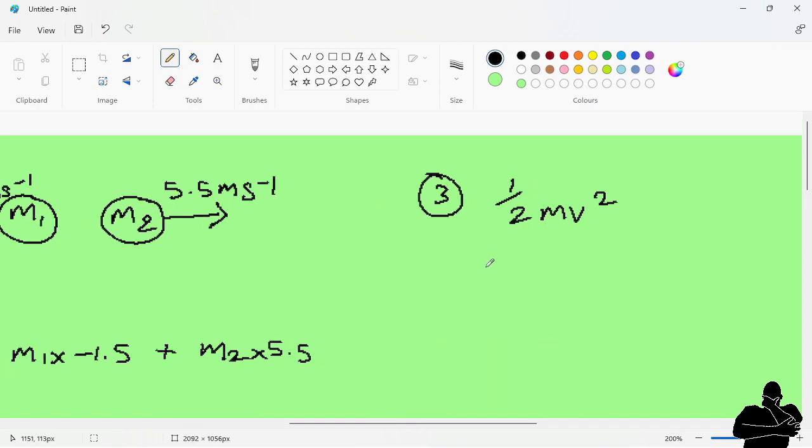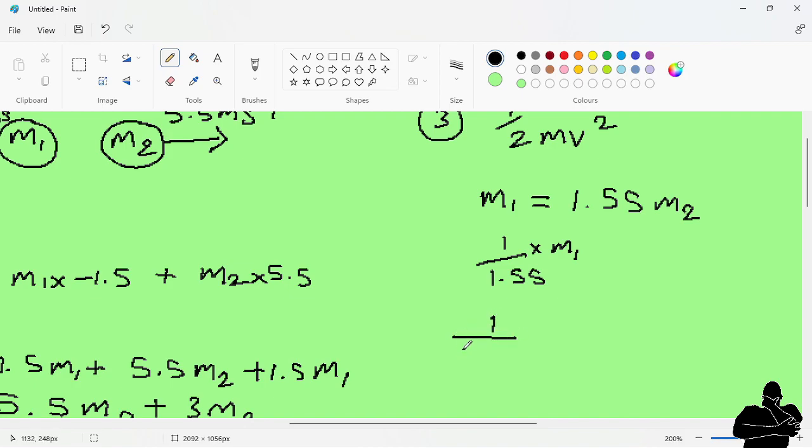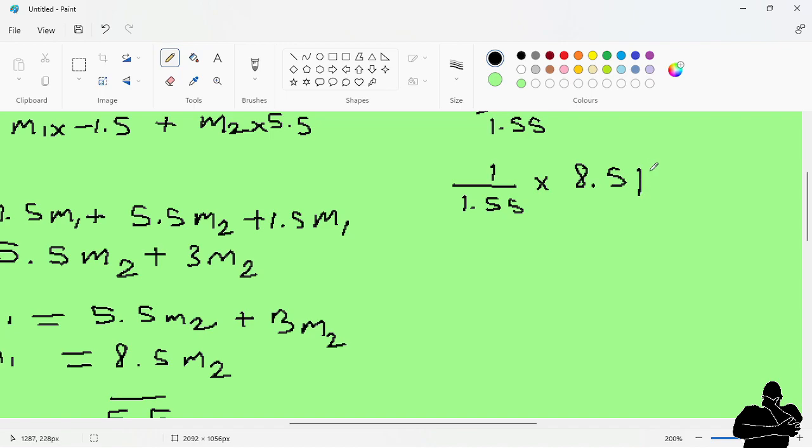So basically m1 is equal to 1.55 m2. Now, what fraction of m1 is m2? Well, if 1 m1 equals 1.55 m2, then 1 m2 would be equal to 1 divided by 1.55 m1. And then they told us that m1 is 8.5 kilograms. So it would be 1 divided by 1.55 times m1, which is in this case 8.5. Sorry, not 85, 8.5 kilograms. So m2 would be 5.48 kilograms.